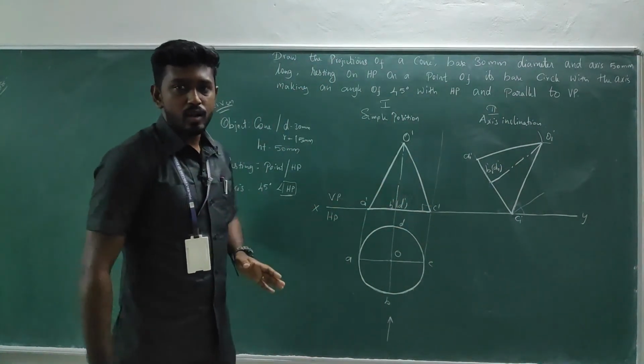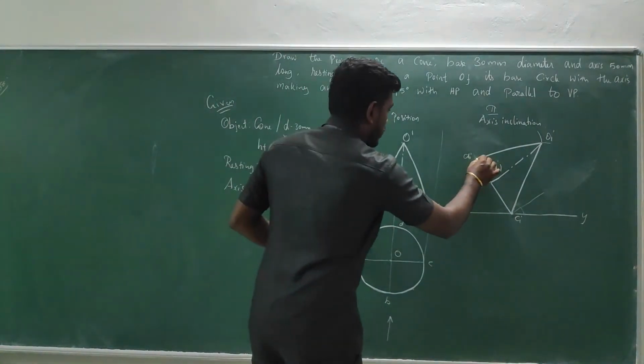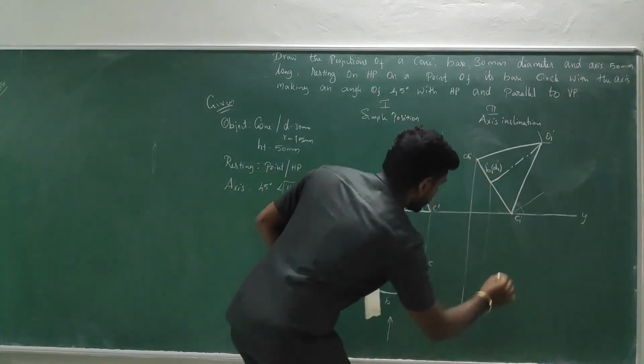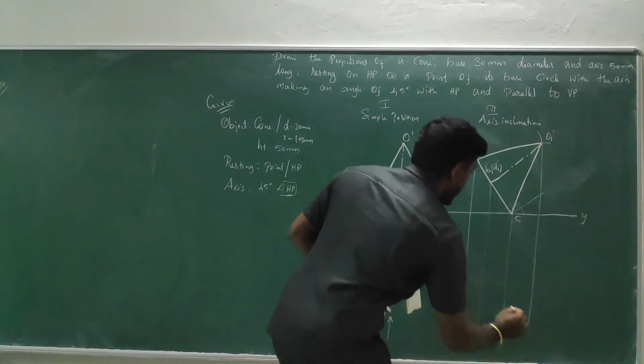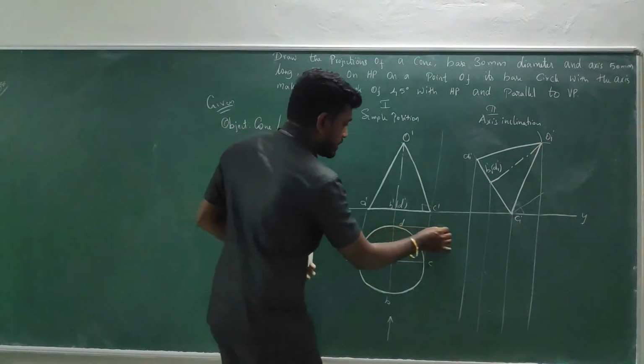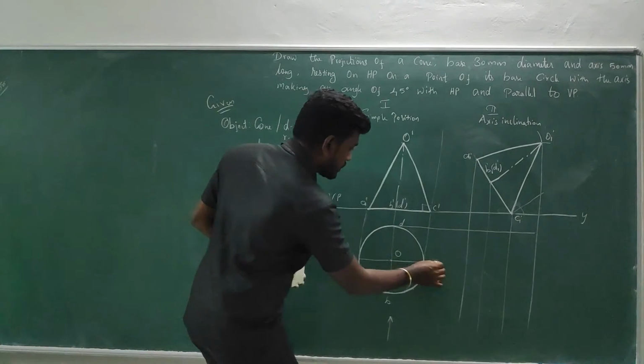The final top view. So for that, get the projectors. Get the projectors from each point, from the base as well as from the apex. Get the points from the previous stage. Get the horizontal projectors.